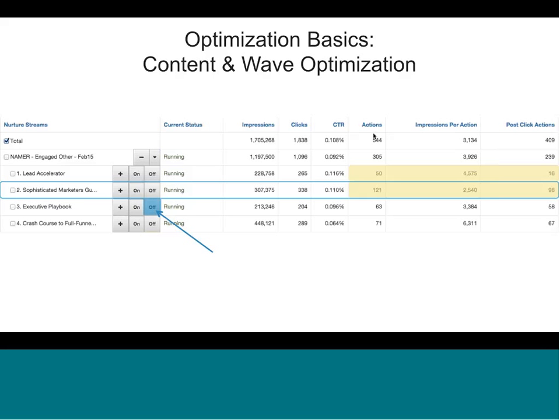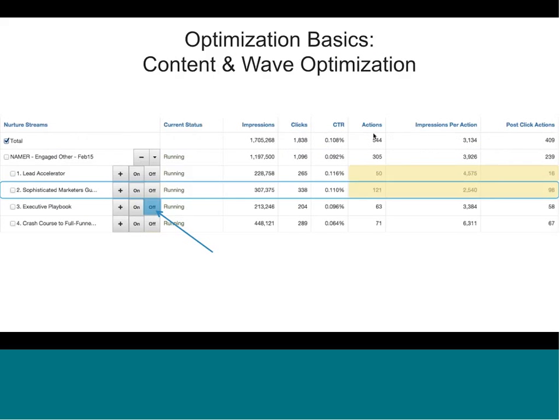So what will we look at instead? We'll look at these other two, the Executive Playbook and the Crash Course for Full Funnel Marketing. Both of these look like they're significantly lower performance than Sophisticated Marketer's Guide. So if we know that we need to trim some usage and deliver less impressions to this nurture stream, either of those are going to be good candidates to think about turning off.